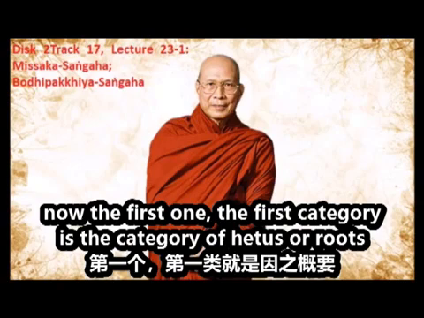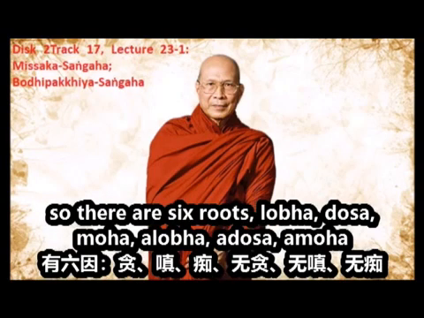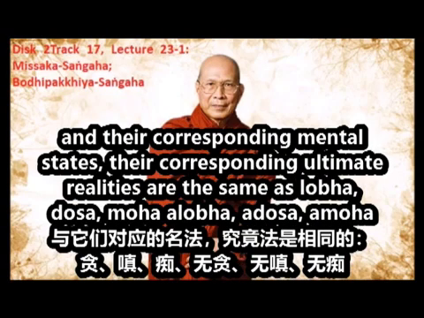Now the first category is the category of hetus or roots. So there are 6 roots: lobha, dosa, moha, alobha, adosa, amoha. And their corresponding mental states or their corresponding ultimate realities are the same as lobha, dosa, moha, alobha, adosa, amoha.